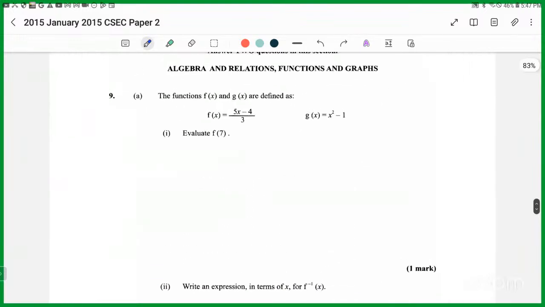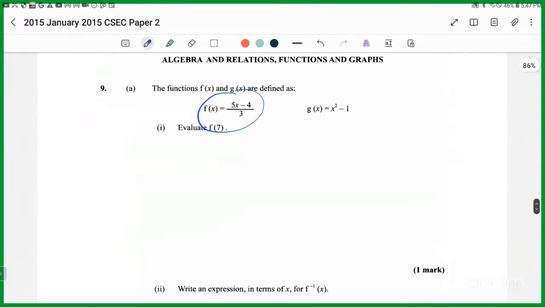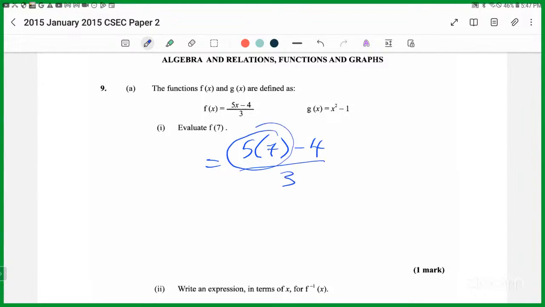But I would have given you this, and we have already done the topic of function. This one gives us these two functions, f and g, and it wants us to find f of 7. You plug 7 into the f function right there. So this becomes equal to 5 times 7 minus 4 divided by 3. Well, this is 35. 35 minus 4 is 31. 31 over 3 is the answer.